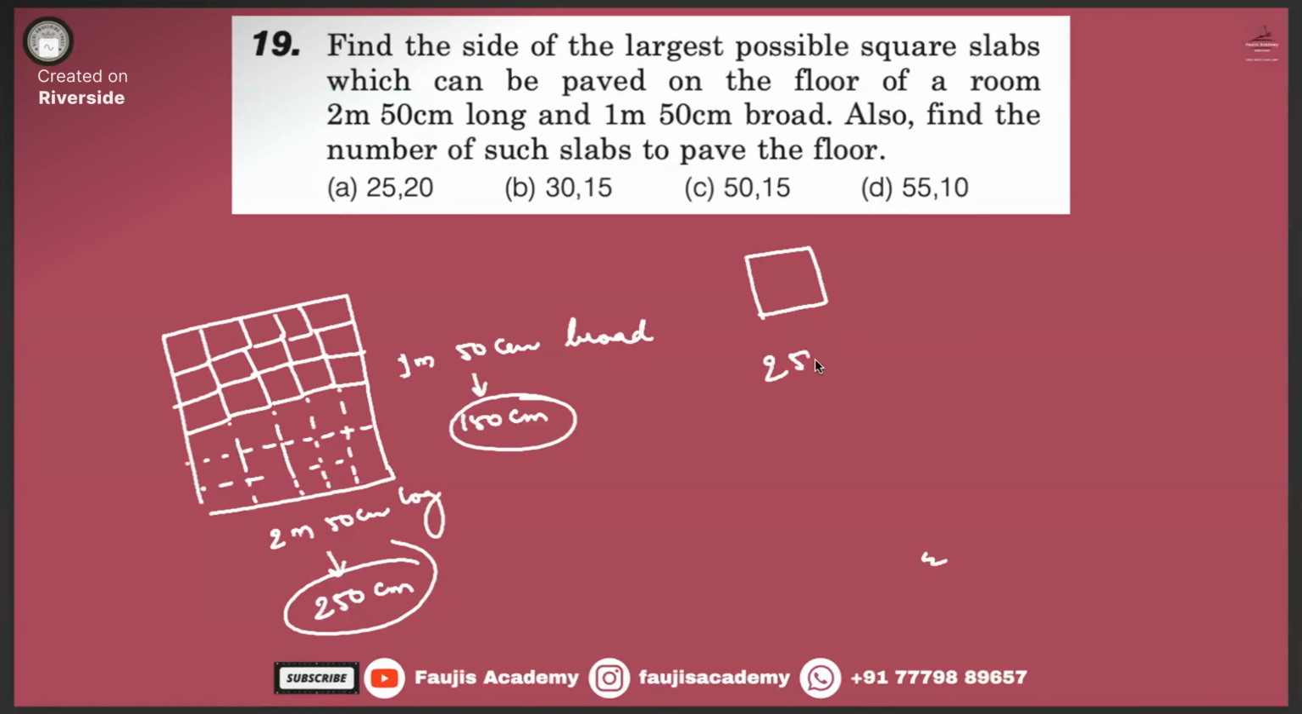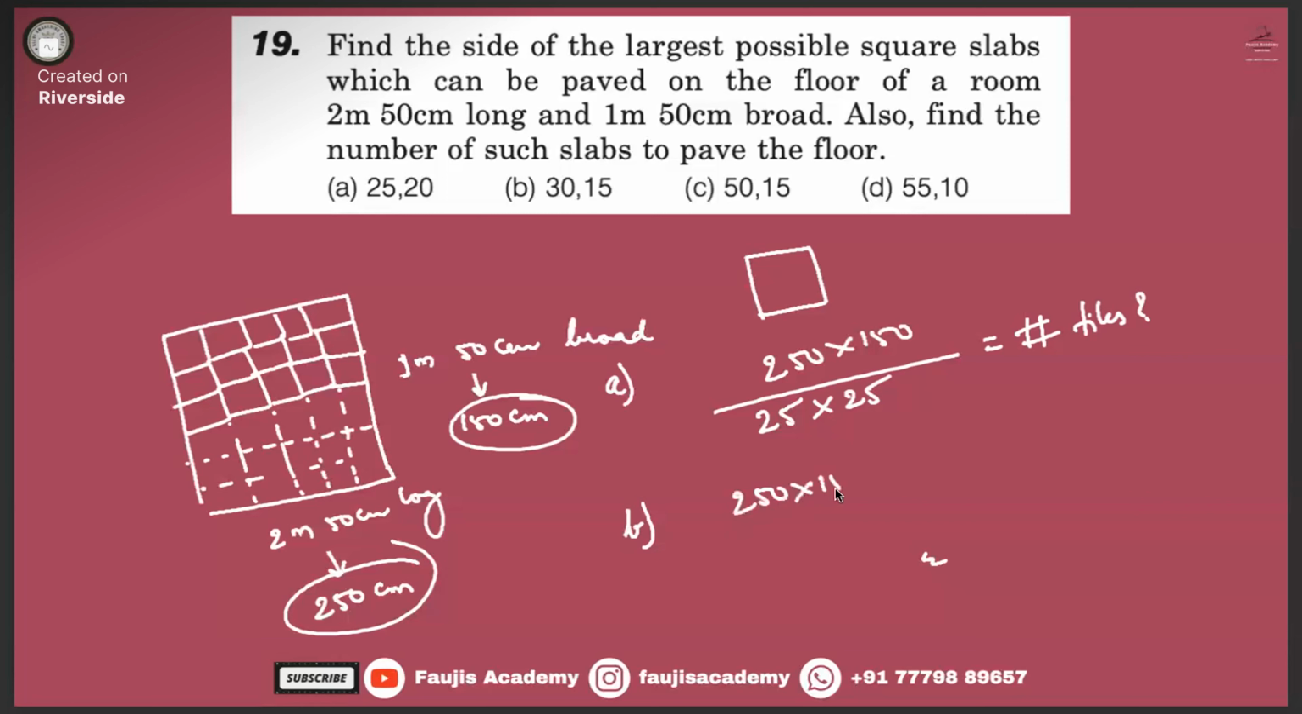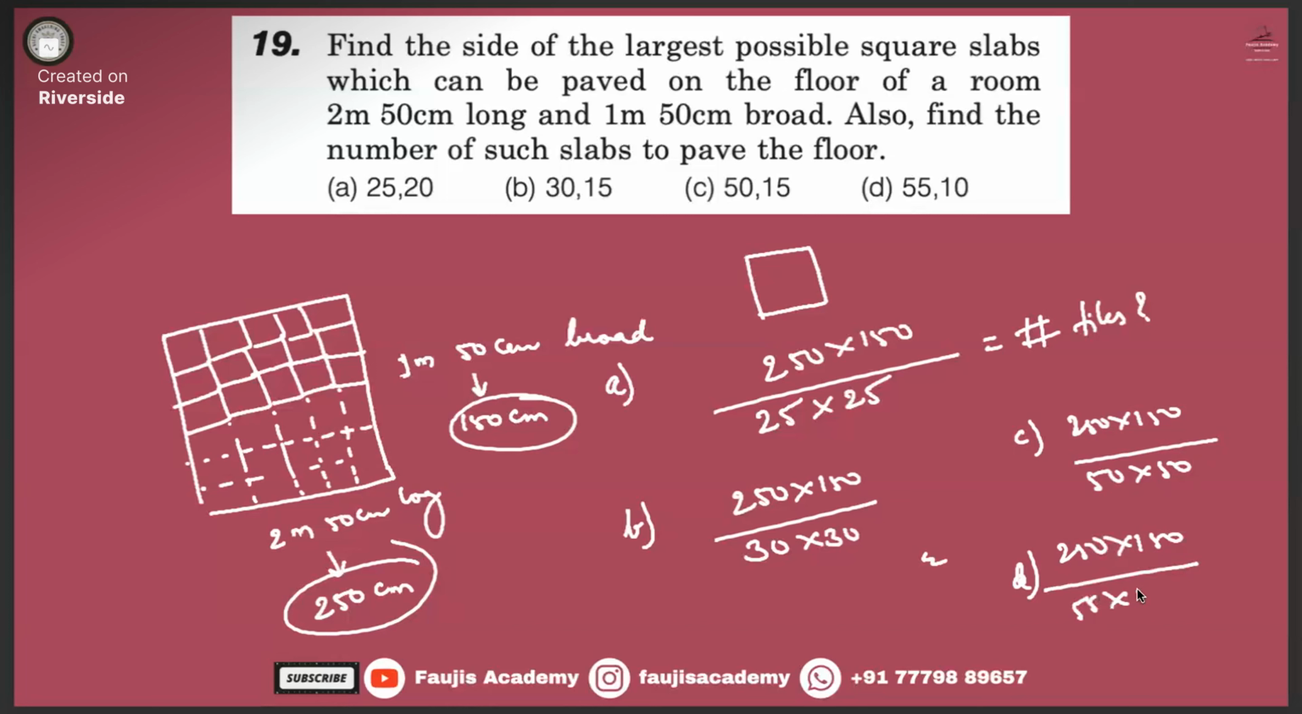So the area of the floor should be equal to the total area of the tiles. It's a square tile, square slab. So let's say option A. If we divide by this, we should get the number of tiles. Should we get or not? B is 250 into 150 divided by 30 into 30. C is 250 into 150 divided by 50 into 50. And D is 250 into 150 divided by 55 into 55.